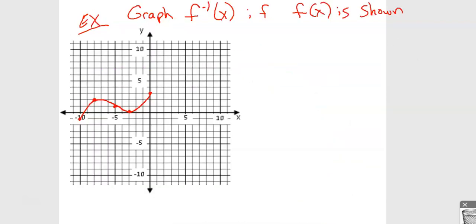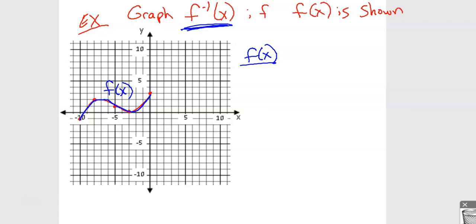So look at an example here. If I gave you this, and this is f of x right here. What I want you to do is graph f negative 1 of x, the inverse function. So you take each point. Let's do the original function in blue. So the original function f of x, let me graph that in blue.